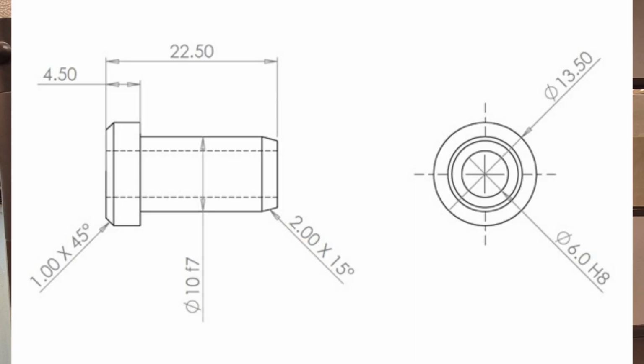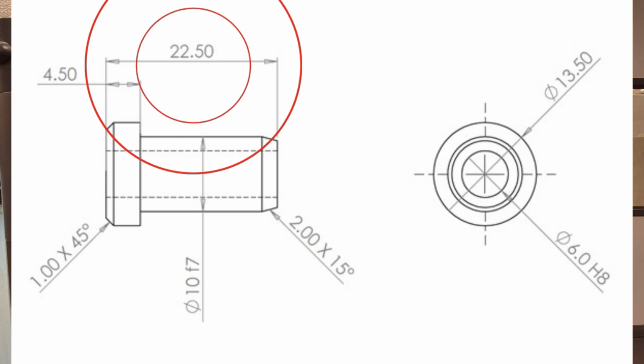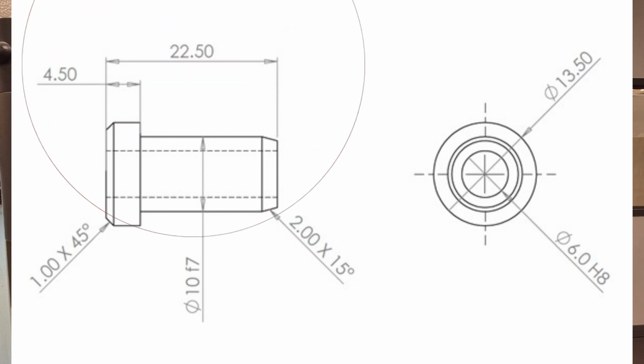Right, looking at the drawing, we have a spigot of diameter 10 mil, F7, and that spigot has a certain length. At the front of it, we have a leading edge of 2 mil by 15 degrees. And then we have a head, up to the shoulder. The head is 13.5 diameter, and then the overall length is 22.5 mil long, as seen there.